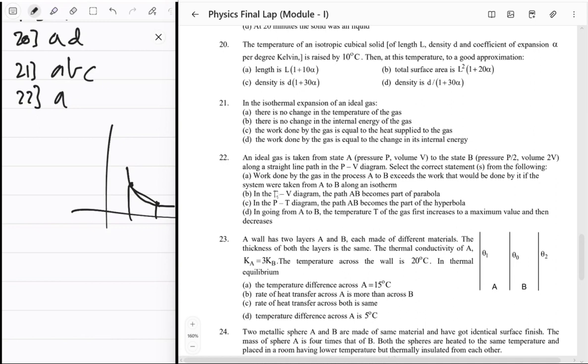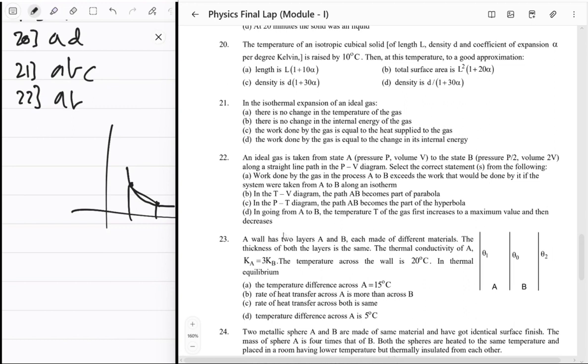Yes. So T is a quadratic in V, and it's also quadratic in P because V is also a linear function of P. So in the TP diagram, the path AB becomes the part of parabola. No, that's not right. So B is right.